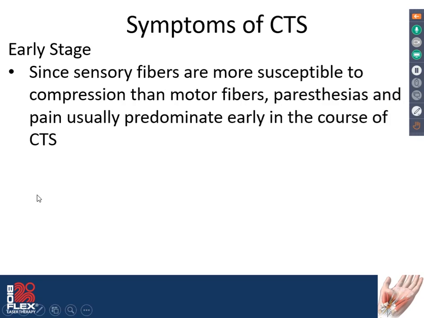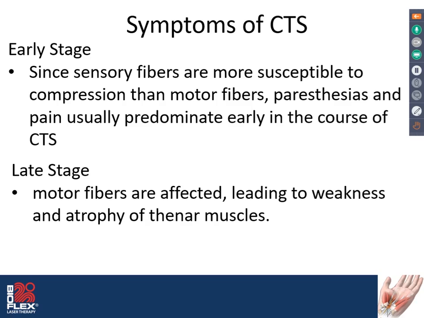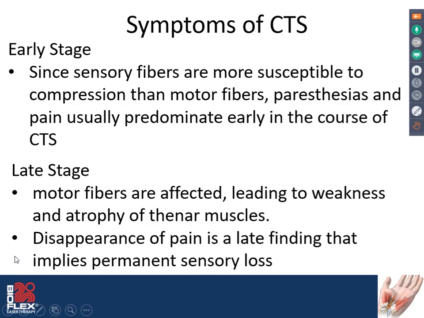Since sensory fibers tend to be more susceptible to compression than motor fibers, generally speaking, it's the paresthesia and pain that's predominant as opposed to motor symptoms. However, as this progresses, you start to get issues with the motor fibers that lead to weakness and eventual atrophy in late stages and more severe cases of carpal tunnel syndrome. One interesting note I discovered, and I wasn't even aware of this, is that in late stages you can get disappearance of pain. That can be a late finding. That implies a permanent sensory loss, and obviously a very ominous sign as far as the pathophysiology goes.